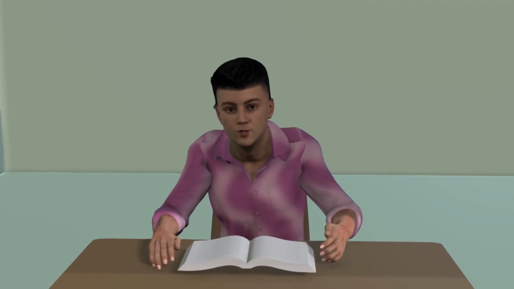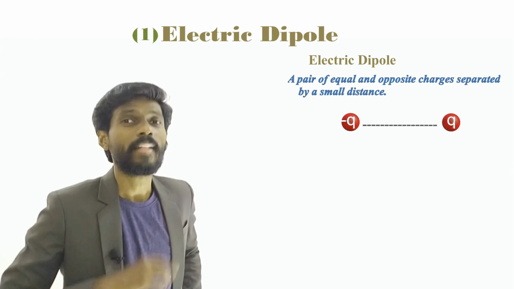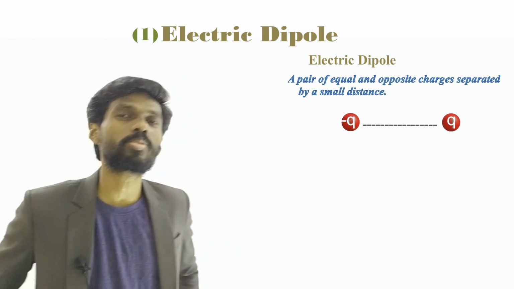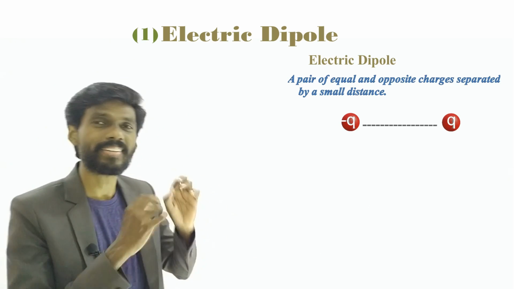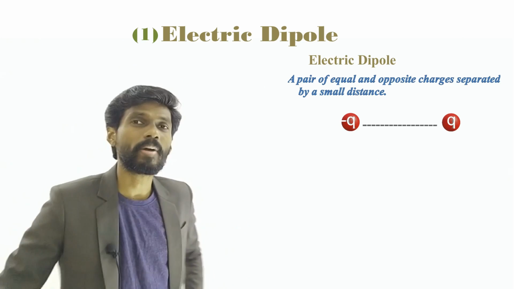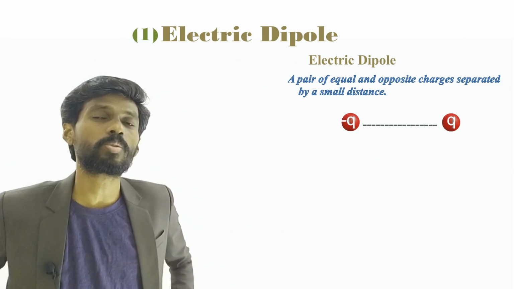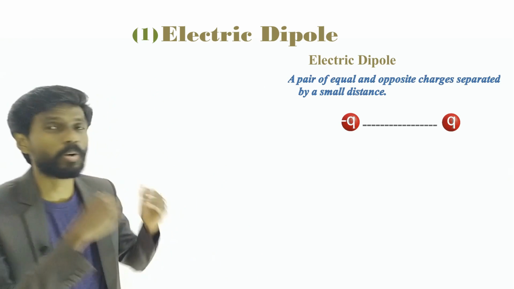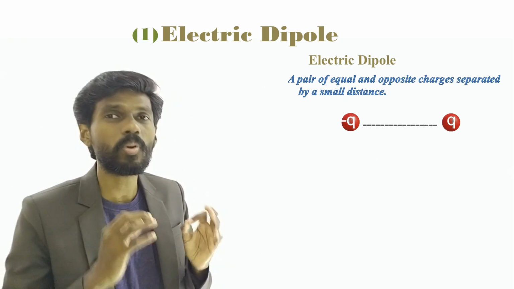Won't these two charges attract each other? There must be some mechanism to keep these two charges separated. What if you connect these two charges by a non-conducting rod? In that case, the distance between the two charges will remain the same. Remember, in a dipole, the distance between the two charges should remain the same. It should be a constant value. The distance between the positive charge and the negative charge of a dipole is constant.